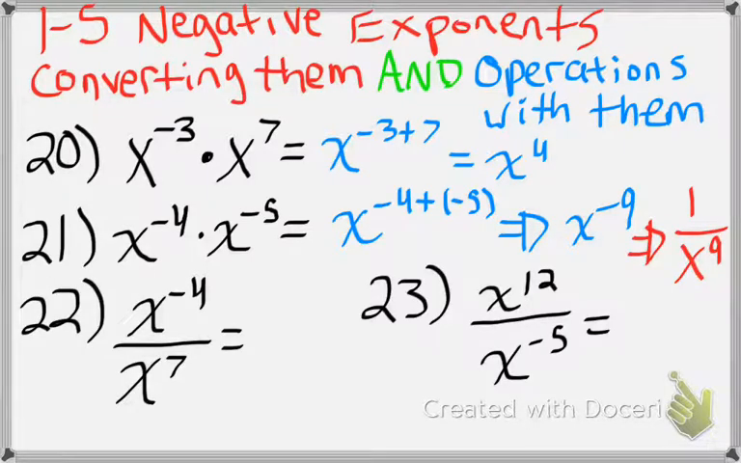All right, try number 22. Press pause. And that's what we get for number 22. Negative 4 minus 7 is negative 11. Go deeper into the negatives, and you get 1, and then convert it to a positive. So you have 1 over x to the 11th power.